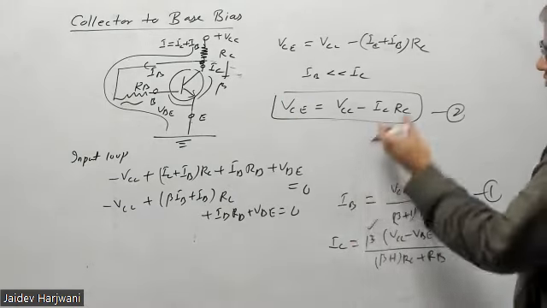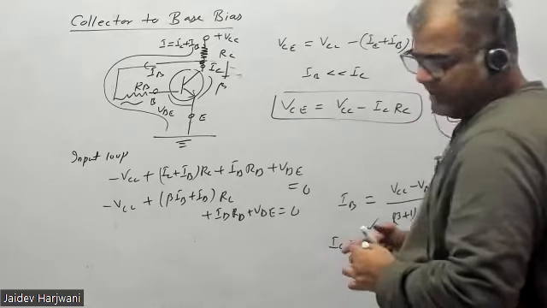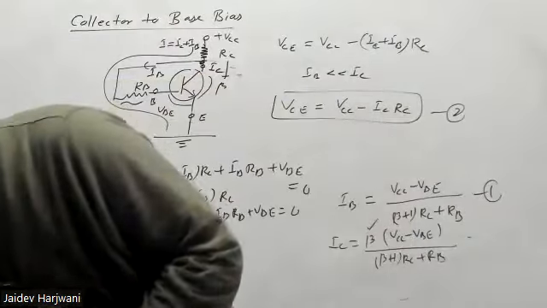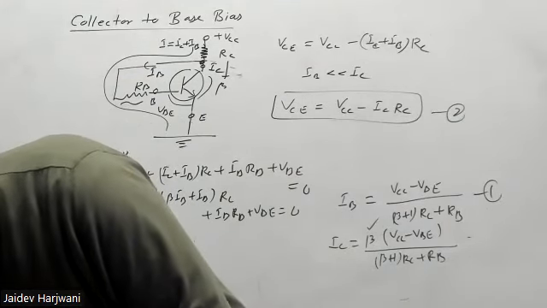You know the IC, you can put the value here and find VCE. Again the same thing: you have to find the saturation current, compare, and then solve the circuit. So let us solve one problem.